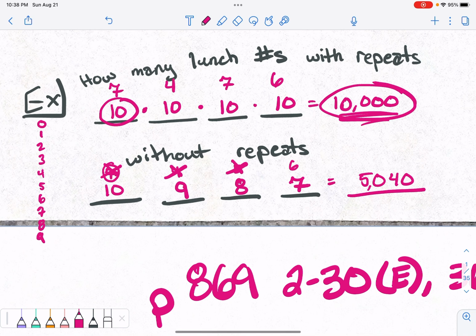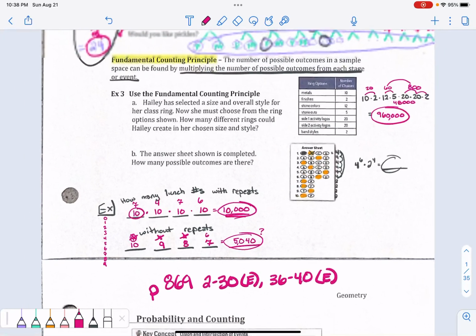5040. I know we've done that problem before. I think I did it last week with my algebra kids. So don't quote me on that. I don't know for sure, but it might be 5040. So it almost cuts our number of options in half by limiting that we can't have repeats. Okay, so that's an example of the fundamental counting principle again.